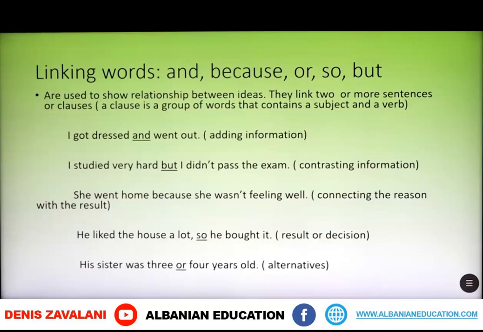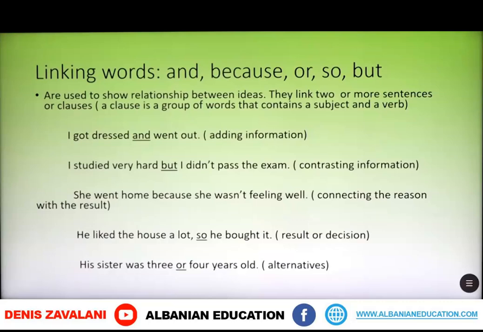Let's go through some examples. The first one, I got dressed and went out. In this case, we have adding information. We link two parts of a sentence and we add information in the last one. I studied very hard, but I didn't pass the exam. In this case, we have contrasting information. Even though I studied very hard, I didn't pass the exam.